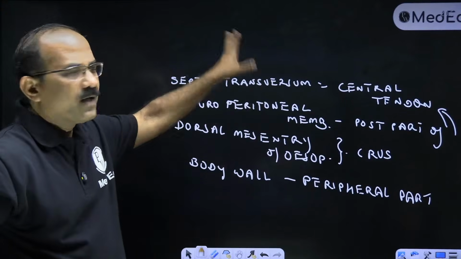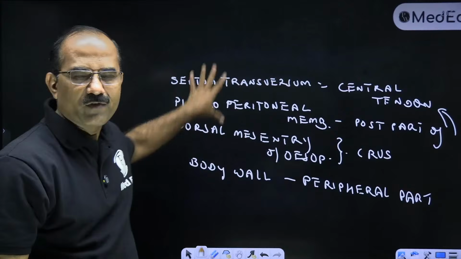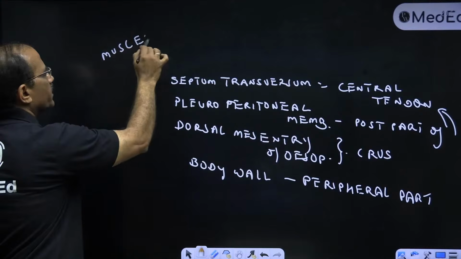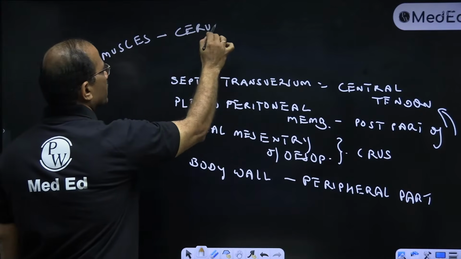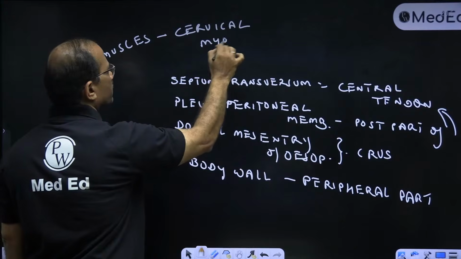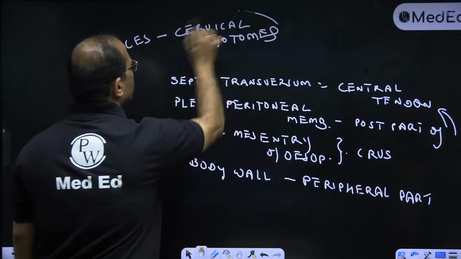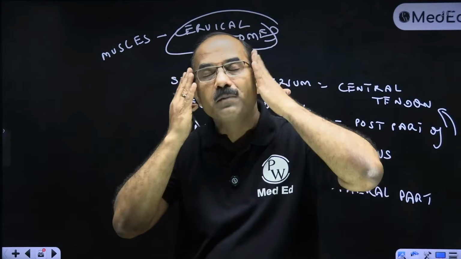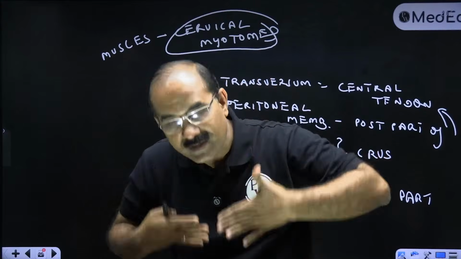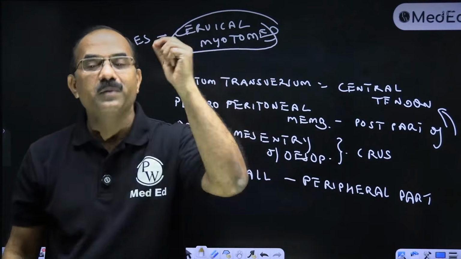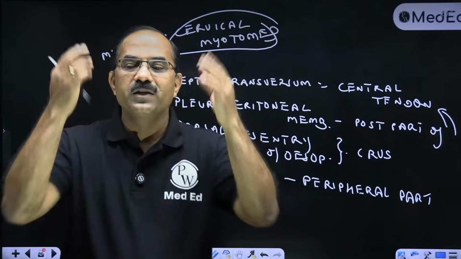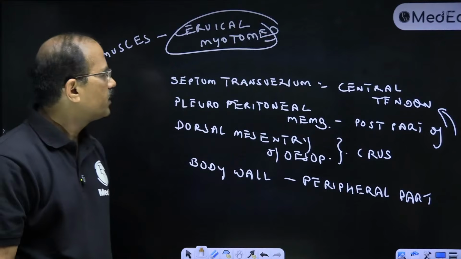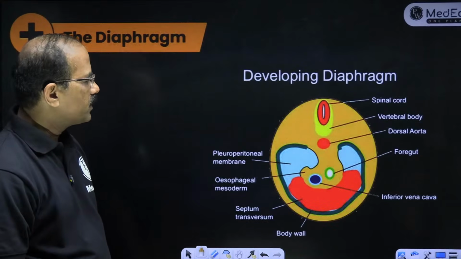Fine. Now just tell me, this forms the structure of diaphragm. The muscles of the diaphragm are derived from what? Muscles of the diaphragm are derived from cervical myotomes. Meaning muscles of the neck come down to form the diaphragm, and that is why the nerve from the neck goes to supply the diaphragm. That's phrenic nerve. Yes, remember this, children, this is very important.